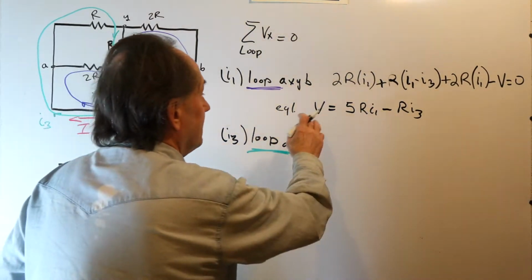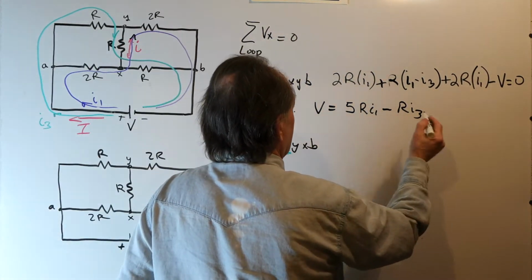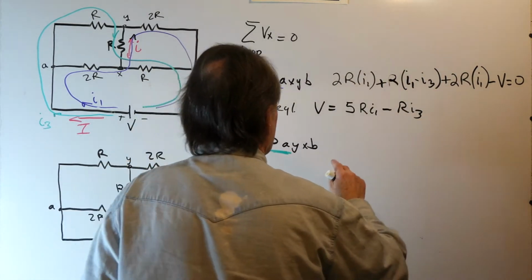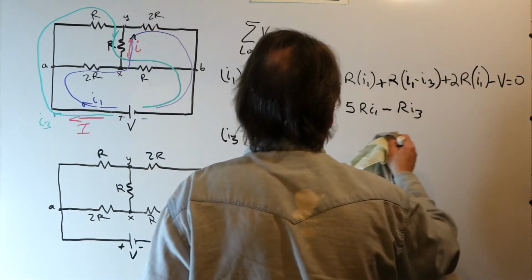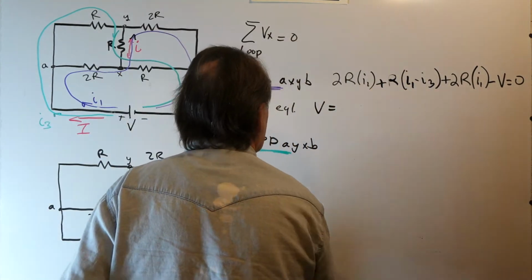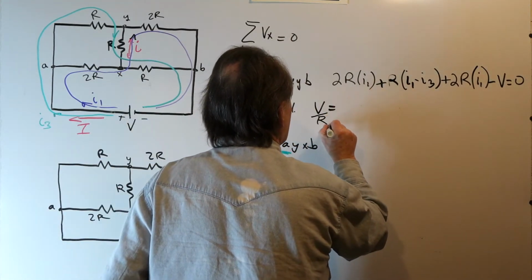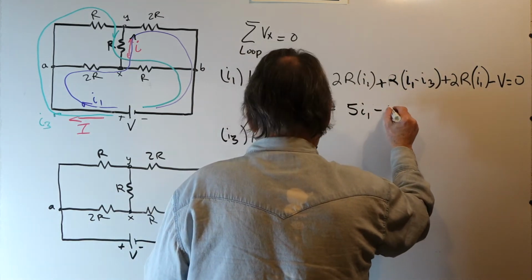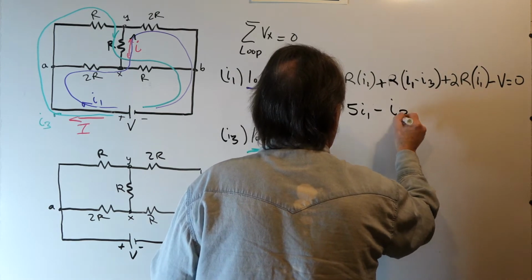Now I'm going to divide through by R, so we will rewrite this equation as V over R is equal to 5I1 minus I3.